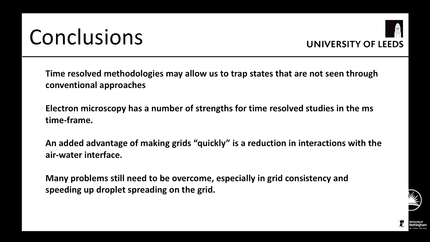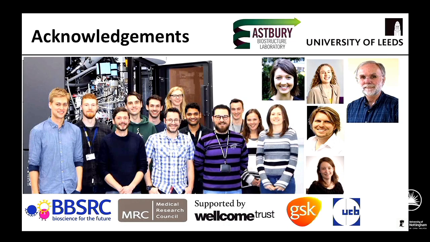For us, many of the problems we need to overcome now is really in speeding up the droplet spreading on the grid so that we can get thinner ice. We've not yet used things like the wicking grids. This is something that we need to look into. And also changing the surface characteristics of the grids to improve their wicking capabilities. So this is something that we're also hopefully going to look into. A lot of it just depends on time and money and people.